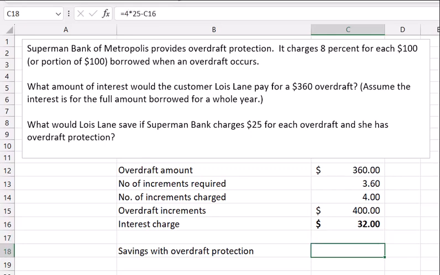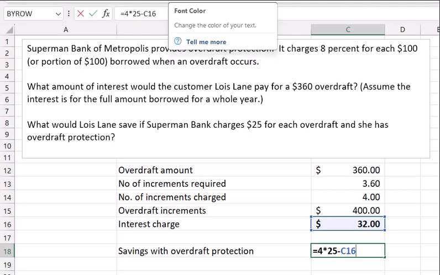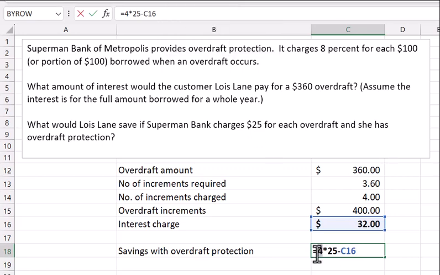So what would the savings be? Let me bring that to light. The savings would be equal to, and I did 4 times 25 minus C16, but really that should be cell C14, right? The number of increments charged times 25, because the Superman Bank charges $25 for each overdraft, and then we subtract out the interest charges, okay? Because that is what we're going to have to pay. So the savings with overdraft protection in this example would be $68.